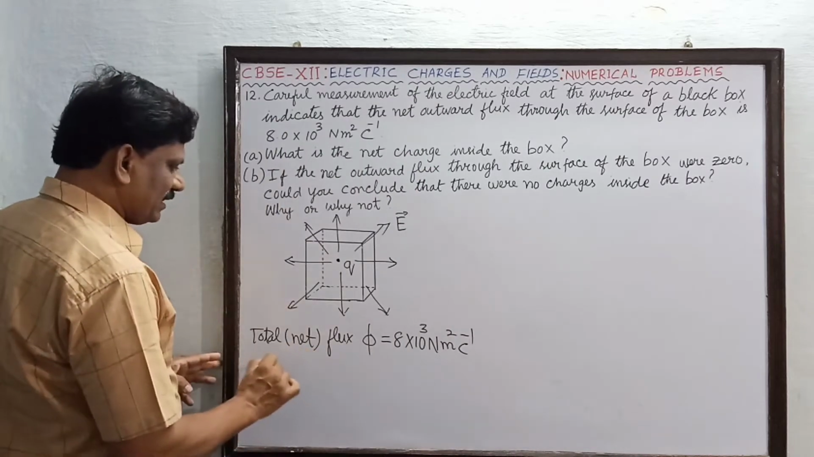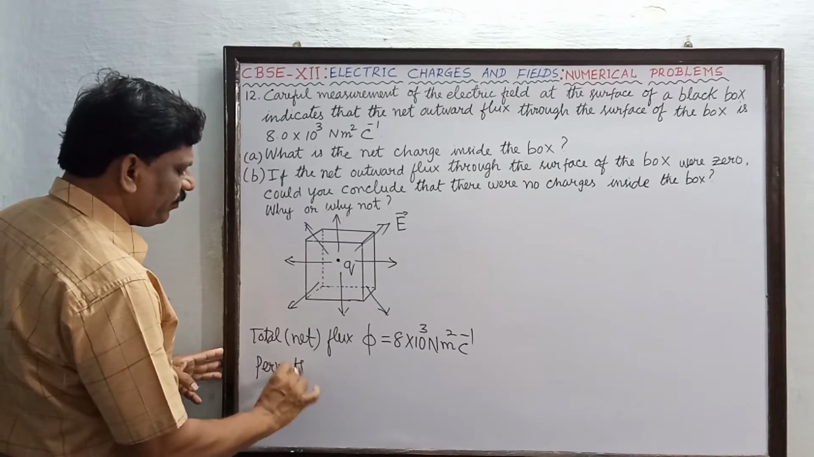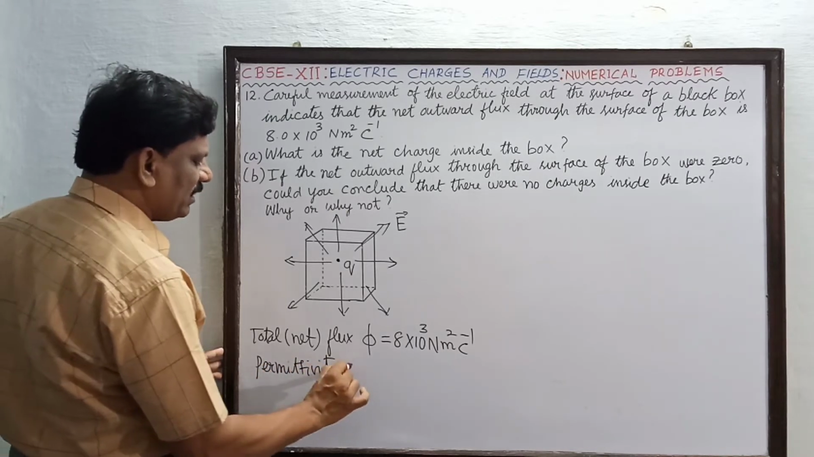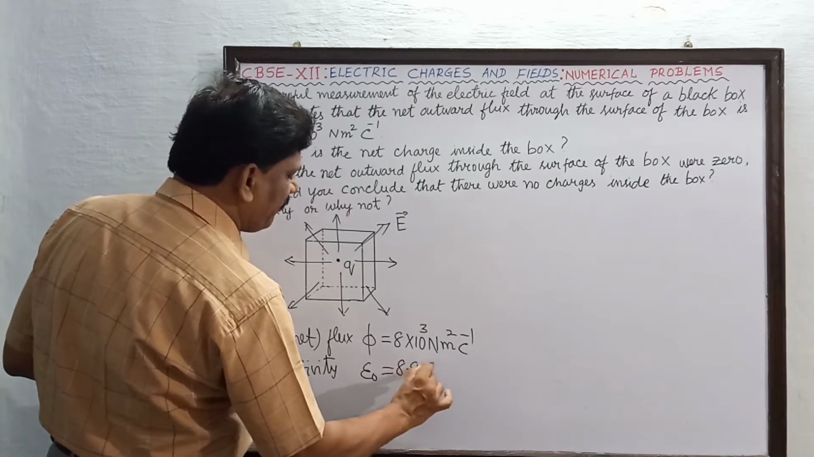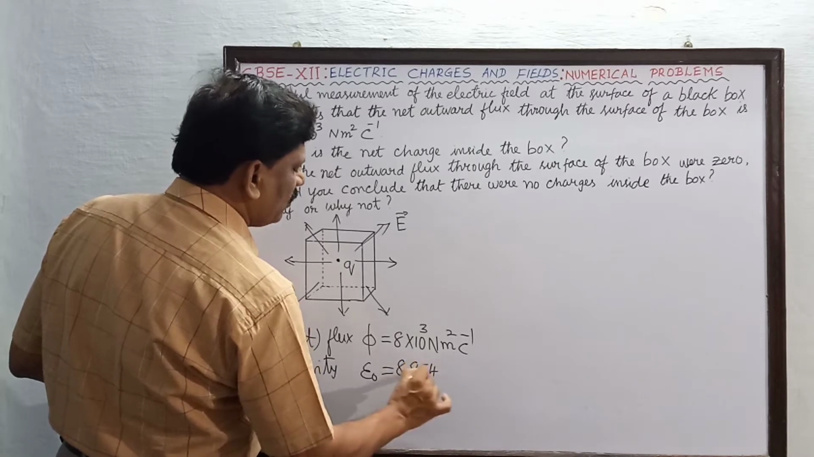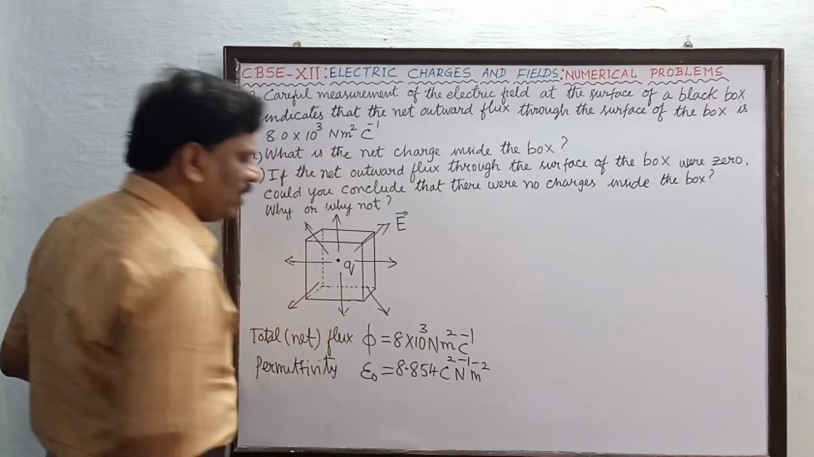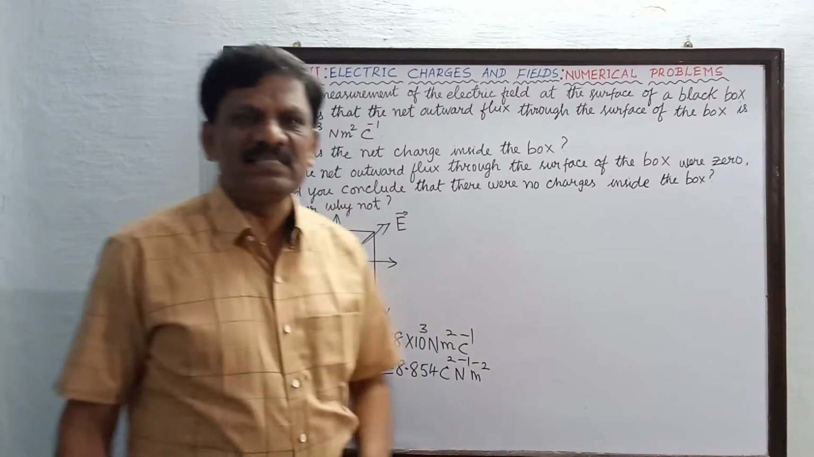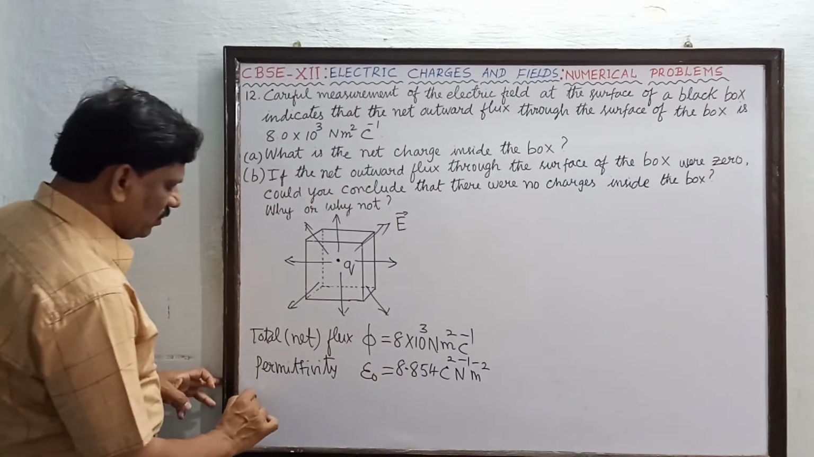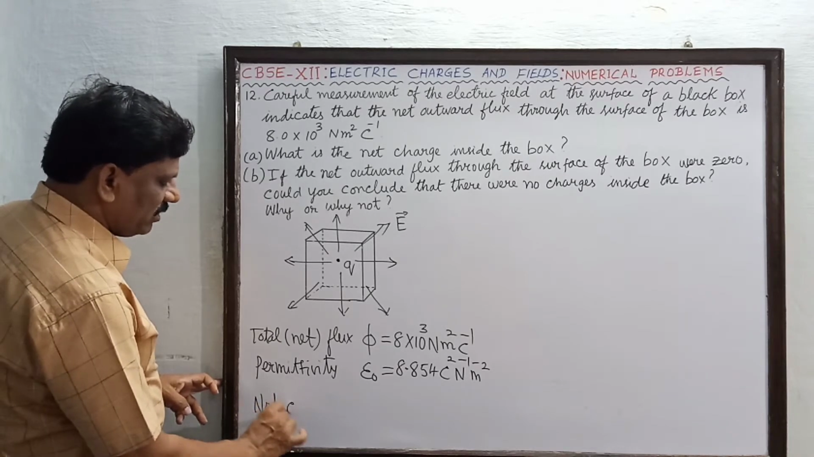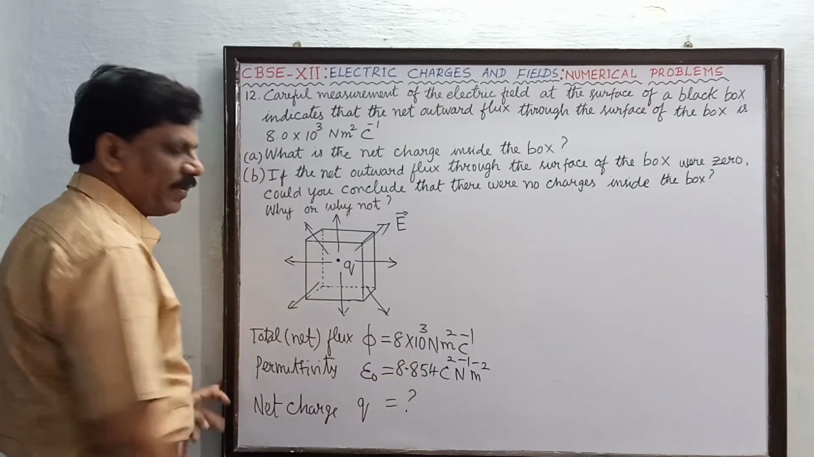So for free space, the electric permittivity of free space is epsilon naught, which is 8.854 into 10 power minus 12 coulomb square per Newton meter square. This is a standard value we are supposed to remember. And what is the net charge? The net charge Q is asked here.